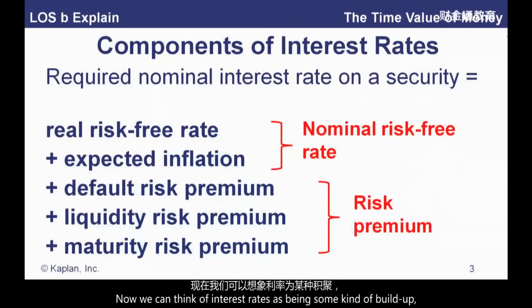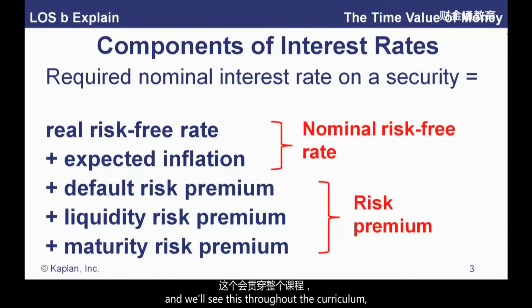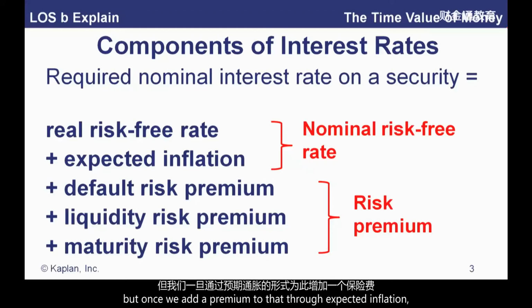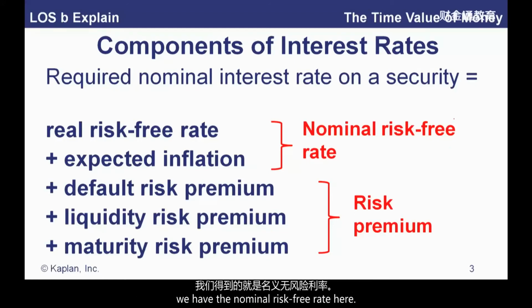Now, we can think of interest rates as being kind of a build-up, and we'll see this throughout the curriculum. We start with the real risk-free rate. Now, it's real because inflation is taken out. Whenever we say real, we're talking about purchasing power, how much stuff you can get, not how many dollars or euros or yen you have. But once we add a premium to that for expected inflation, we have the nominal risk-free rate here. And so the nominal risk-free rate includes that inflation, but it's still risk-free, default risk-free.